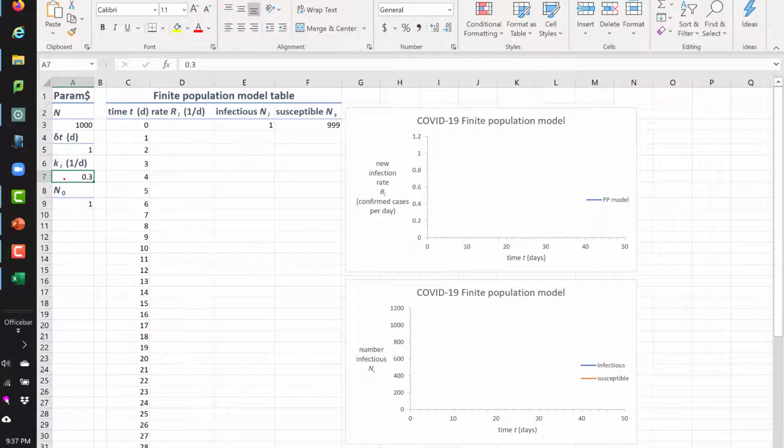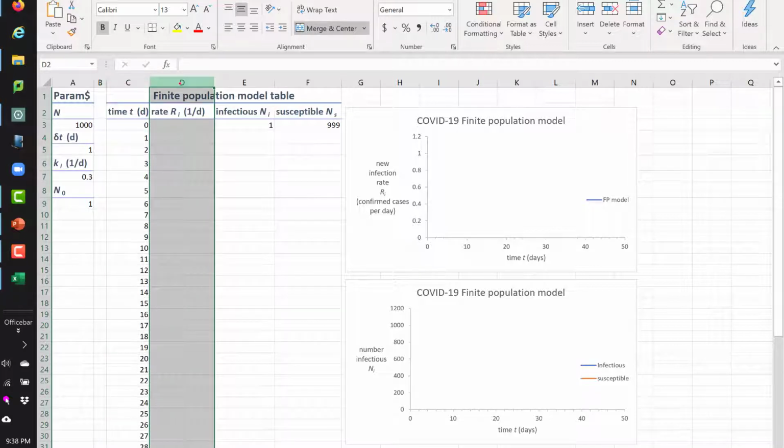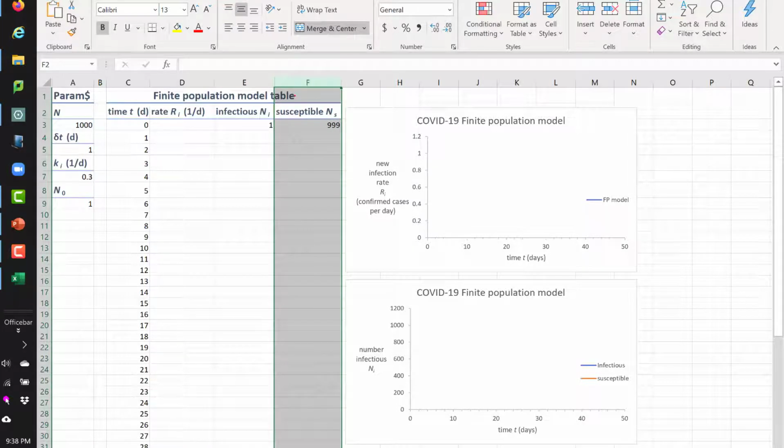KI is 0.3. So one infectious person infects 0.3 people per day. Right, so it takes just over 3 days for them to infect a person on average. And N0 is the initial number infected, and that's 1. Alright, the parameters here, so this column is time, and it has units of days. This column is the rate of infection, and it has units of per day. And then these two columns are for the number infectious and the number susceptible.